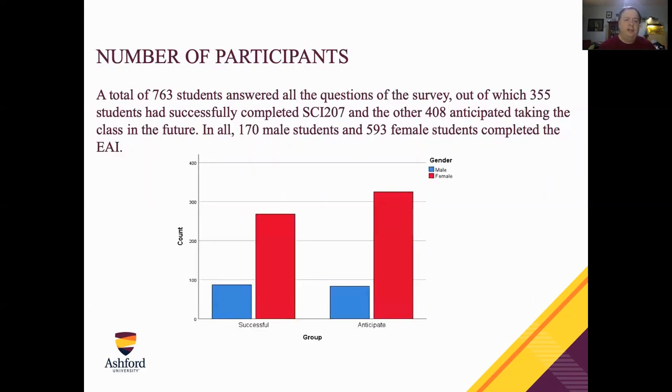A total of 763 students answered all the questions of the survey, out of which 355 students had successfully completed SCI 207, and the other 408 anticipated taking the course in the future. In all, 170 male students and 593 female students completed the EAI.